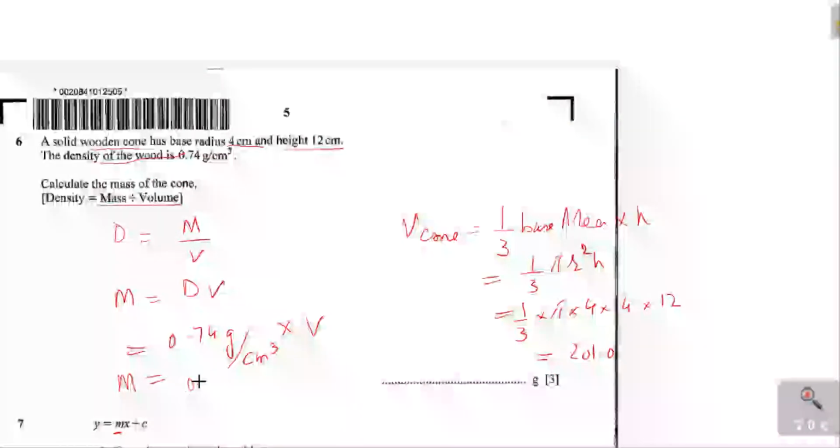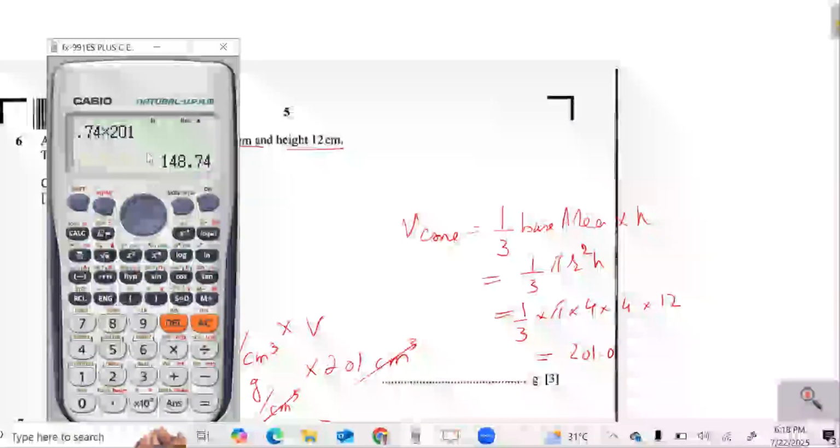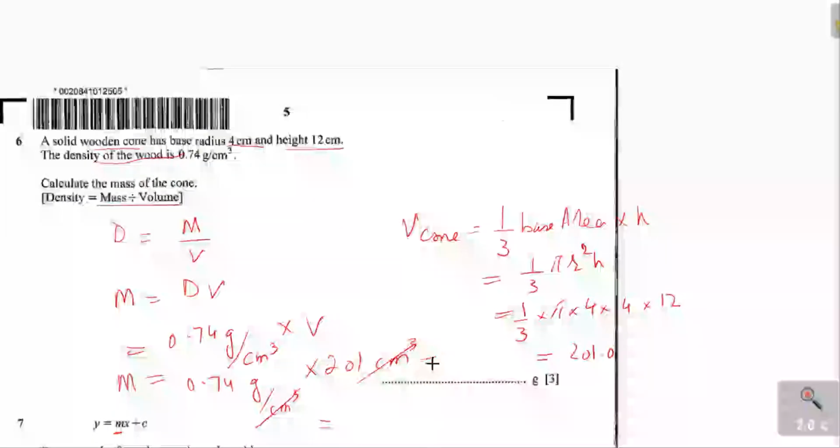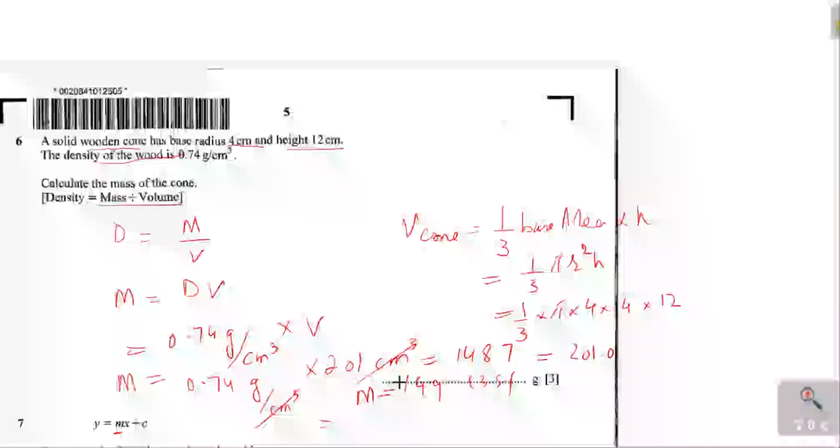This mass will be equal to 0.74 gram per cubic centimeter into volume 201 cubic centimeter, and cubic centimeter will be cancelled. We will multiply 0.74 into 201. This will be equal to 148.7. To three significant figures the value will be 149, and this is the mass of the cone.